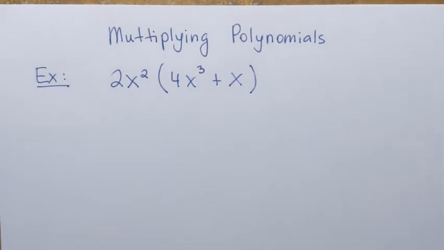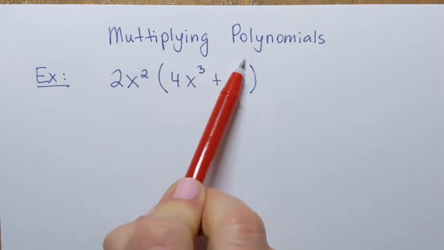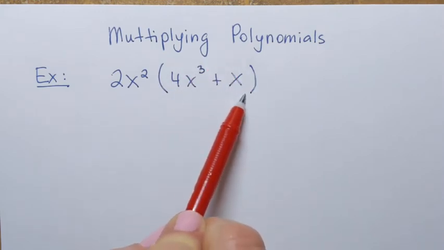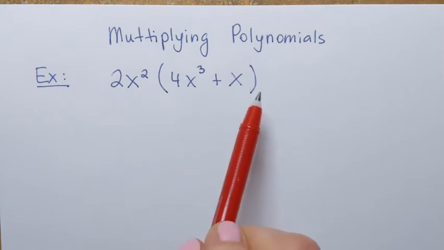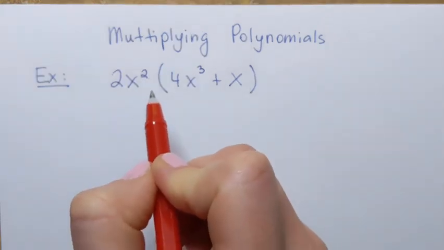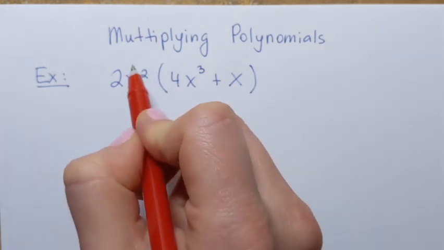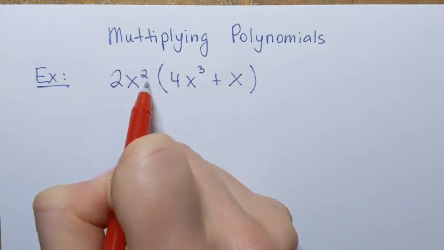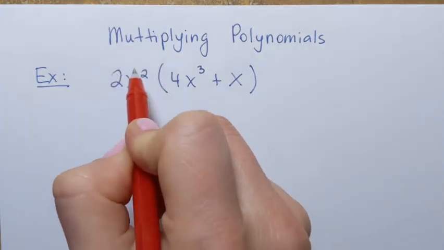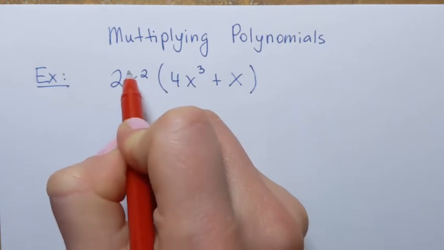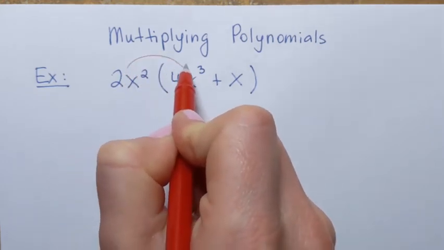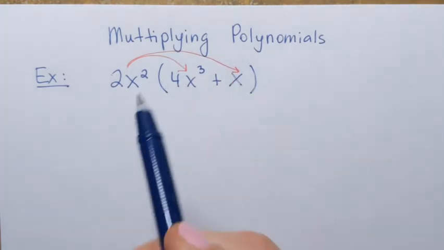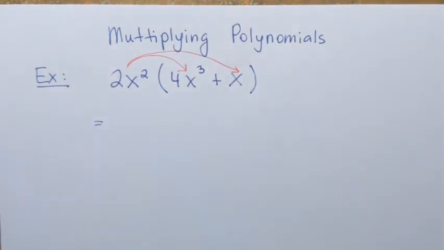So to multiply monomial by any kind of polynomial, so here I have binomial, 2 terms, right? But I can have 3 terms, 4 terms, or as many as I want. We will always apply the following rule. We'll use distributive property, which is taking monomial that's standing in front of the parentheses and then multiplying it by every term inside the parentheses.